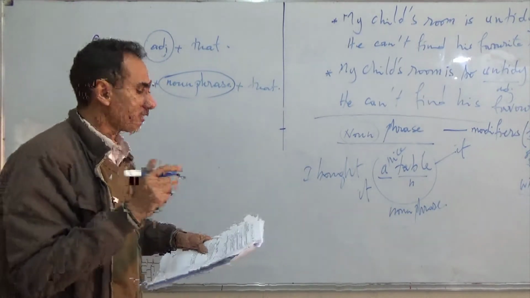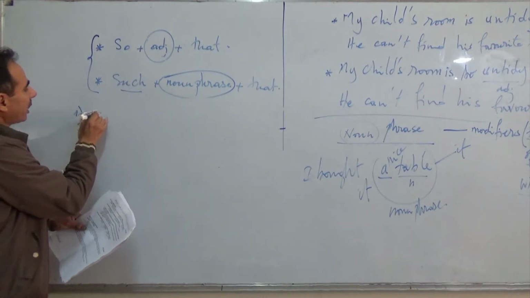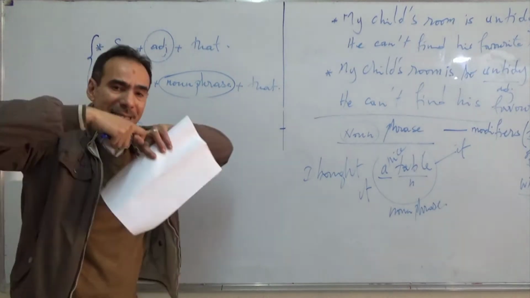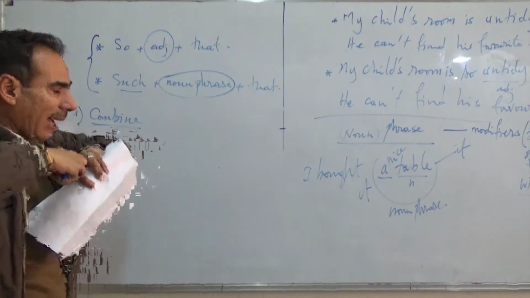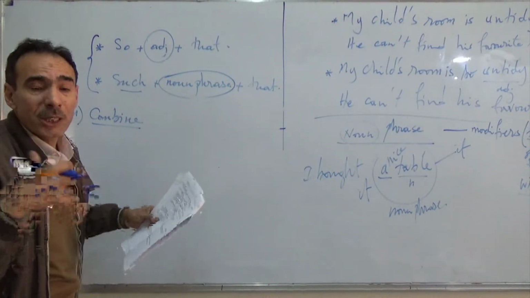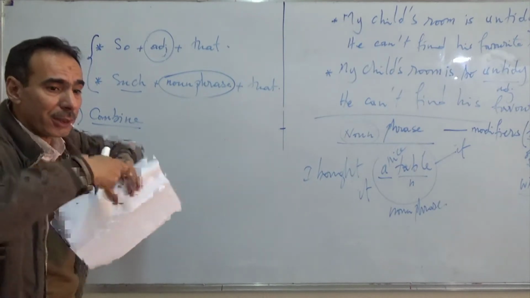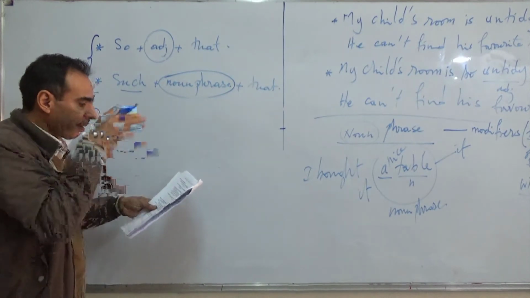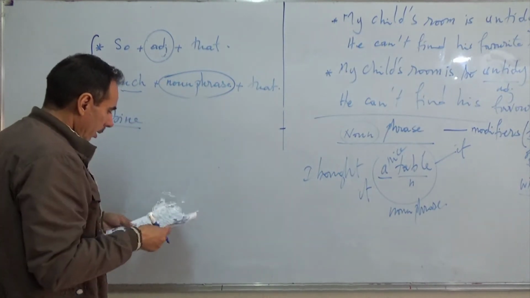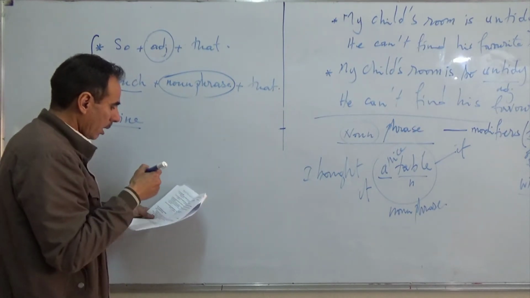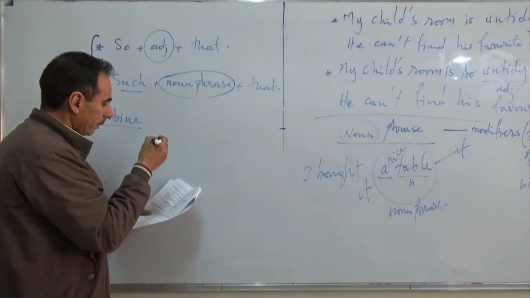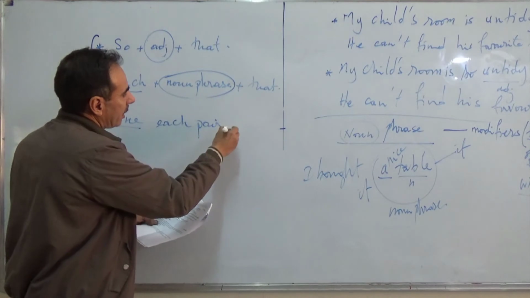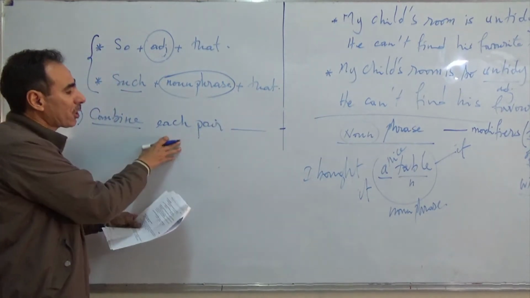Combine each pair of sentences. I say the keyword is combine. You know what combine means? Link. أربط. Combine means that I am going to give you two parts and you are going to combine the two using the structure given there. You are going to be given the structure or the link words. You combine each pair of sentences.